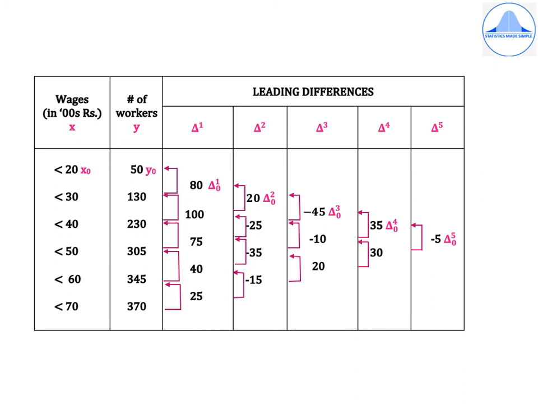Next is delta to the power 4 is minus 10 minus of minus 45 will give us 35. Call it as delta naught to the power 4. 20 minus of minus 10 is 30. And in the last column, find out delta to the power 5. That is 30 minus 35 is equal to minus 5 and label it as delta naught to the power 5.